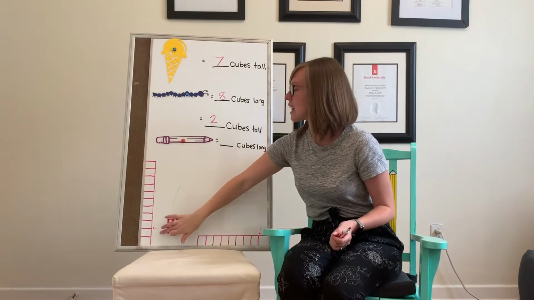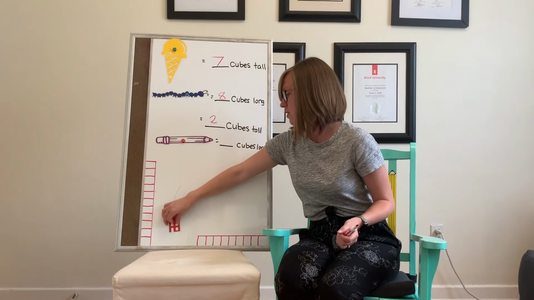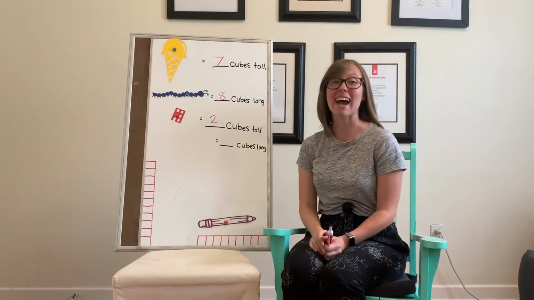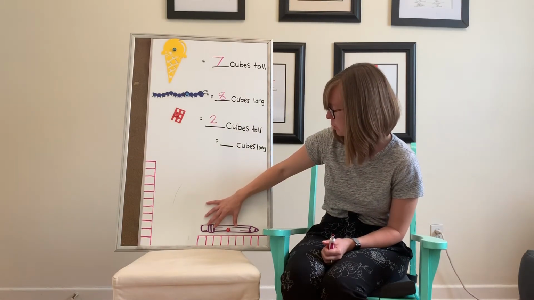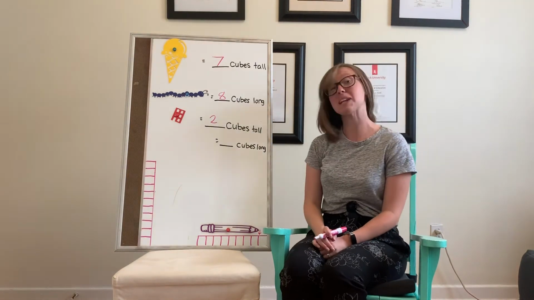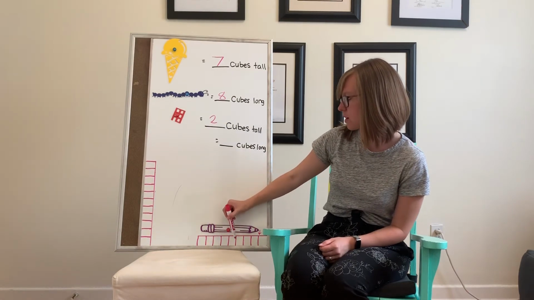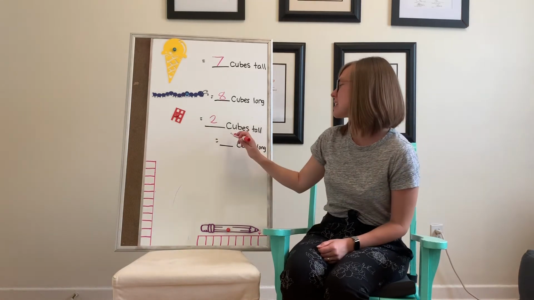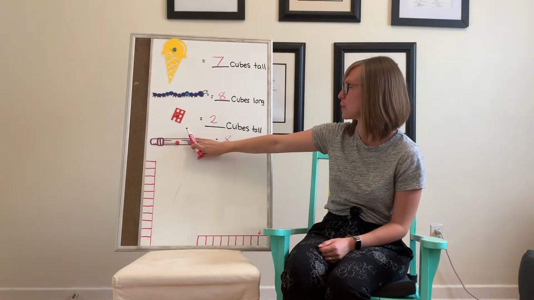All right, and last up, we have our pencil. We're going to bring our pencil down, start it at the beginning of our tool. There we go, line it up. The end of it is coming to this line. Let's count it up. 1, 2, 3, 4, 5, 6, 7, 8. This pencil is 8 cubes long, just like our caterpillar.